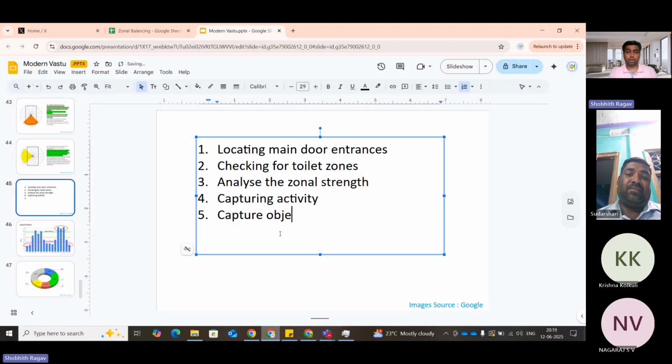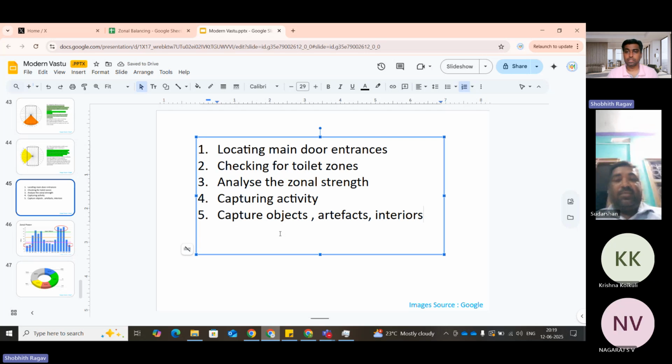So capture objects, artifacts, interiors. Interiors could be anything. It could be furniture, curtains, colors of the sheets, bed sheets, everything, even the paint colors. So this is the fifth step.